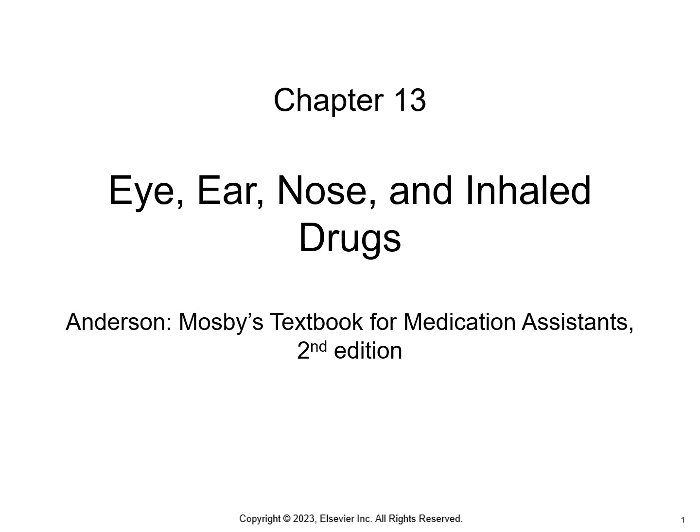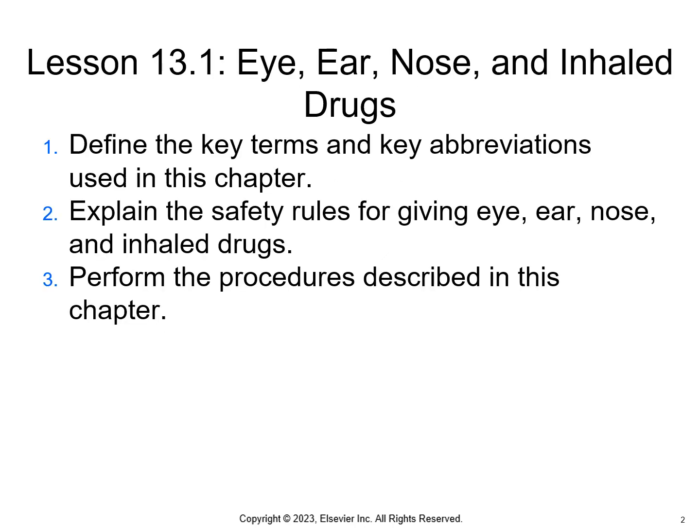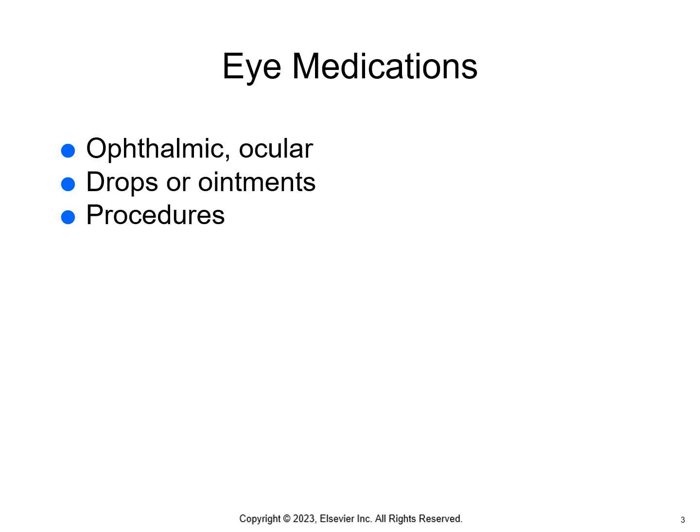So chapter 13 covers the eye, ear, nose, and inhaled drugs. Eye medications are also called ophthalmic or ocular or optic. These can come in the form of drops or ointments. We use these for problems like glaucoma, which is a buildup of pressure, or we use them for infections, to reduce redness, or to add moisture.